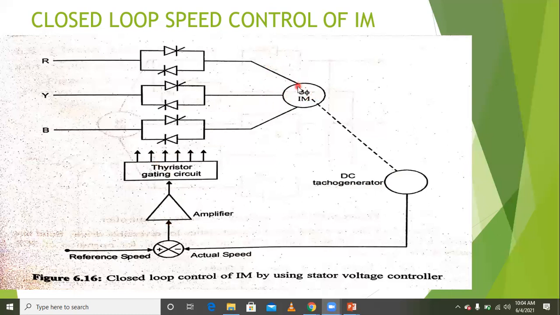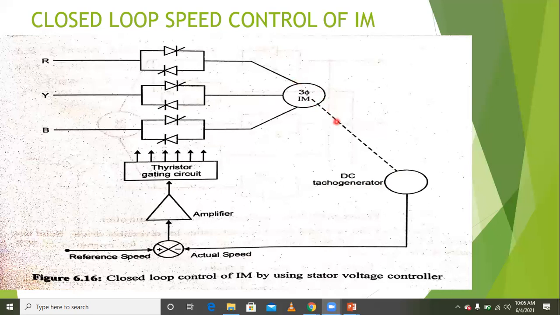Increased motor torque. Torque is proportional to V square. Am I right? So if the voltage is increasing, the torque is also increasing. In the three-phase induction motor, if the input voltage is increasing, the torque also increases. Understood? So an increase in stator voltage allows the development of increased motor torque, and hence the motor speed also increases.